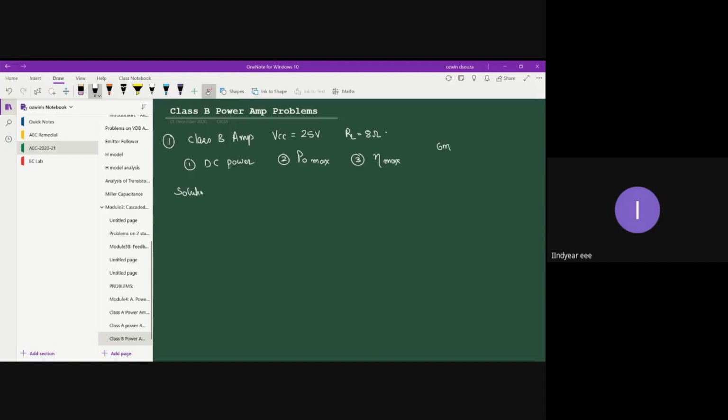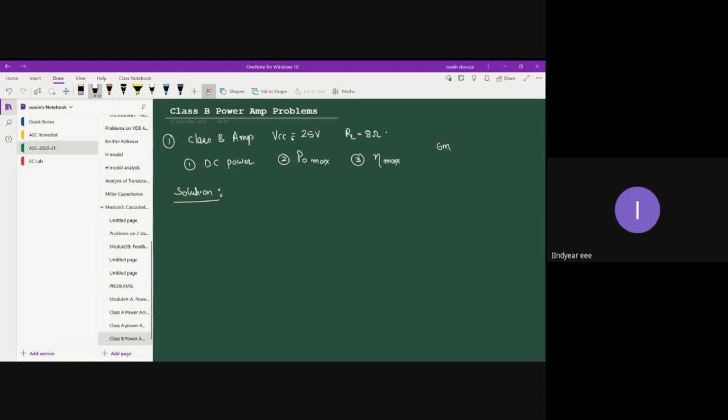So solution, let us take. Now, if you look at the problem, they have simply mentioned that it's a class B power amplifier with VCC value of 25 volt and RL is equal to 8 ohm. But in class B, we have two types of power amplifier circuits, right? We have a transformer coupled class B push-pull power amplifier circuit, and we also have a transformer-less complementary symmetry power amplifier circuit. Since there is no information regarding the type of power amplifier circuit, the question comes something like which power amplifier circuit I need to consider.